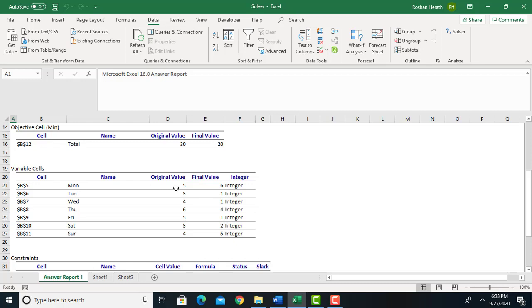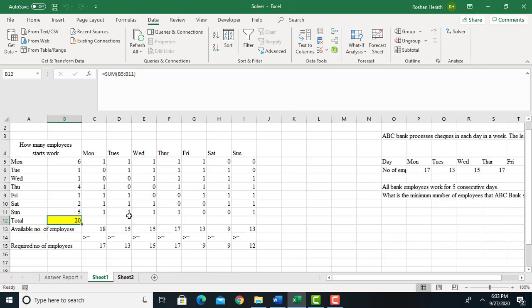And they have identified that on Monday, you need to start 6 employees, Tuesday only 1, Wednesday 1, Thursday 4, Friday 1 employee, Saturday 2, and Sunday 5. And this is basically the roster. So you would have this, and you may assign the employees accordingly. So you would ask the employees, the 6 need to start work on Monday, 1 on Tuesday, Wednesday 1, Thursday 4.